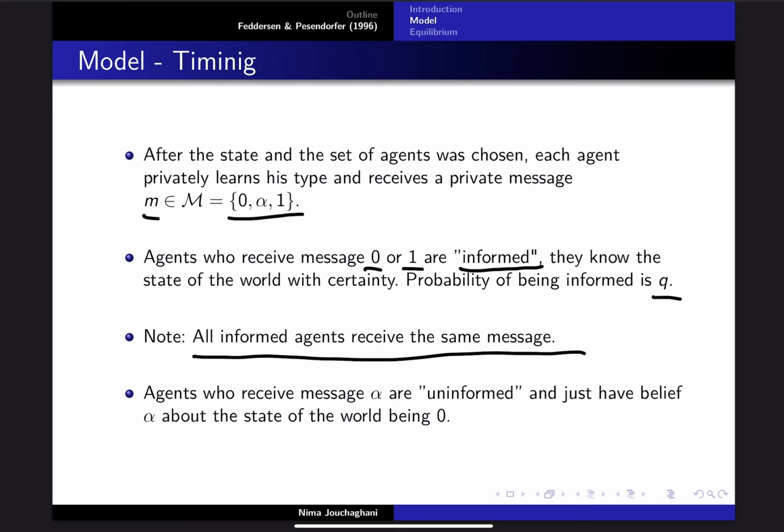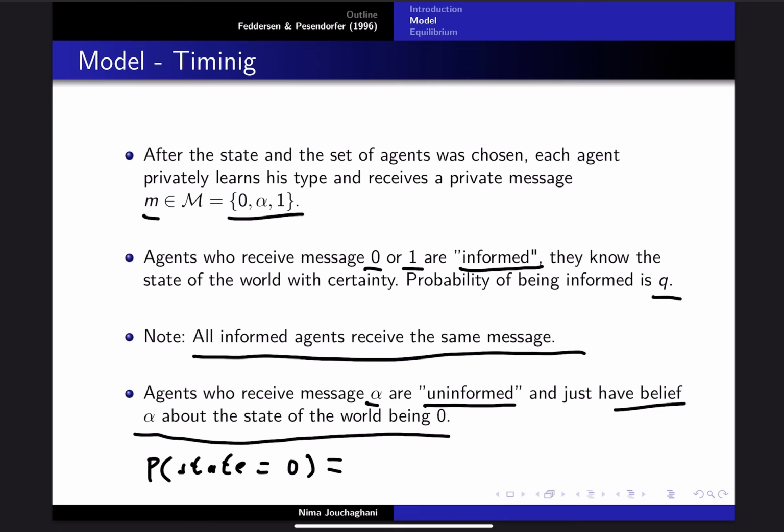Now, agents who receive the message alpha are uninformed. All that they have with respect to this message is a belief alpha about the state of the world being 0. So they believe that the probability of the state being equal to 0 is equal to alpha. They do not have any further information. That's why they're called uninformed: they do not exactly know the state of the world, but they only have a probability distribution over it.